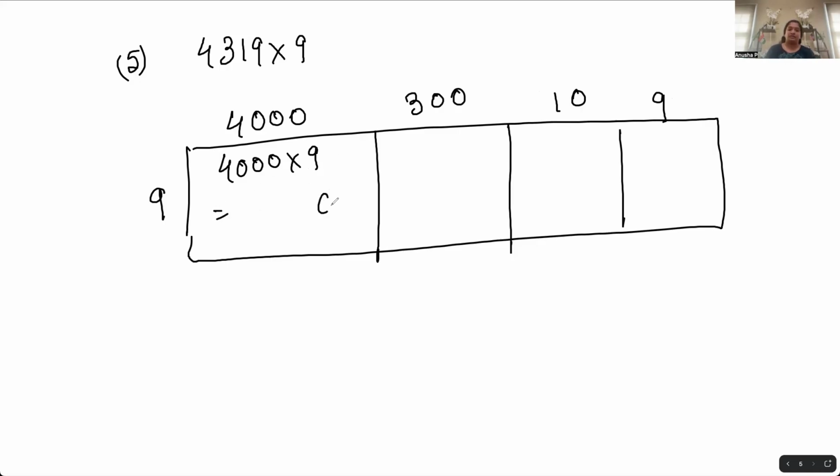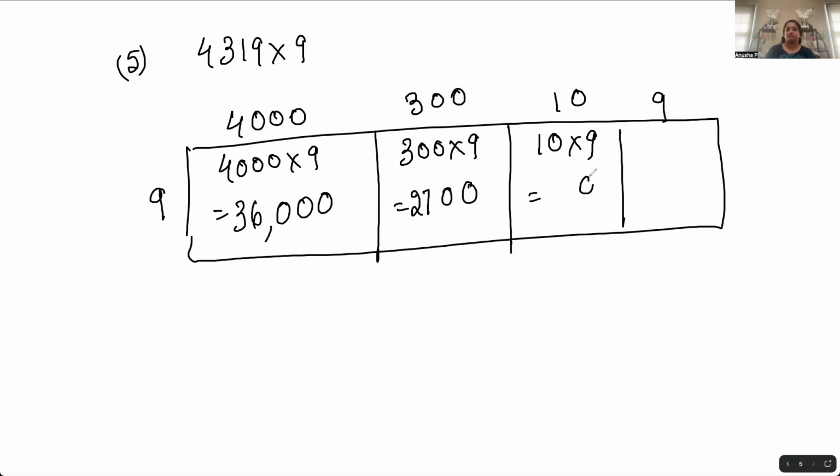9 times 0 is 0, 9 times 0 is 0, 9 times 0 is 0, 9 times 4 is 36. 300 times 9: 9 times 0 is 0, 9 times 0 is 0, 9 times 3 is 27. 10 times 9 is 90. 9 times 9 is 81.